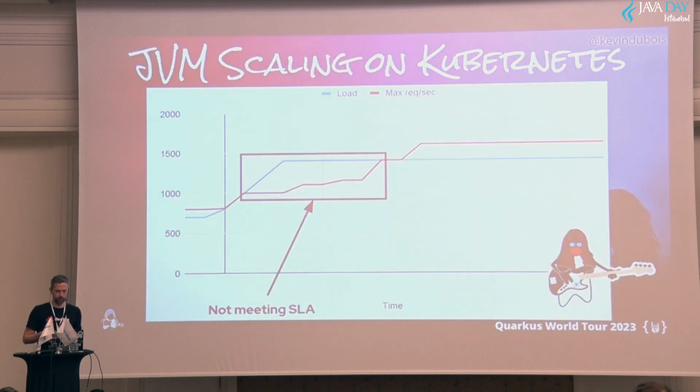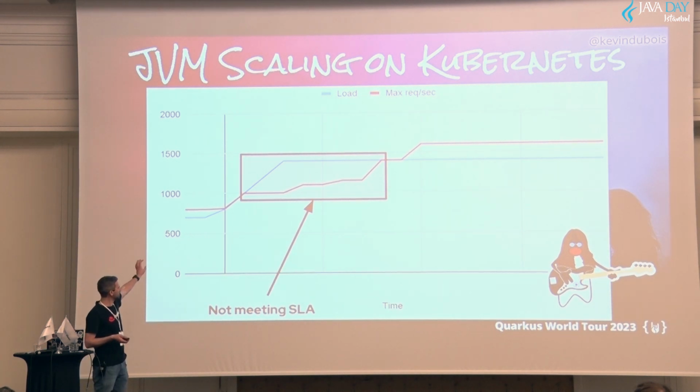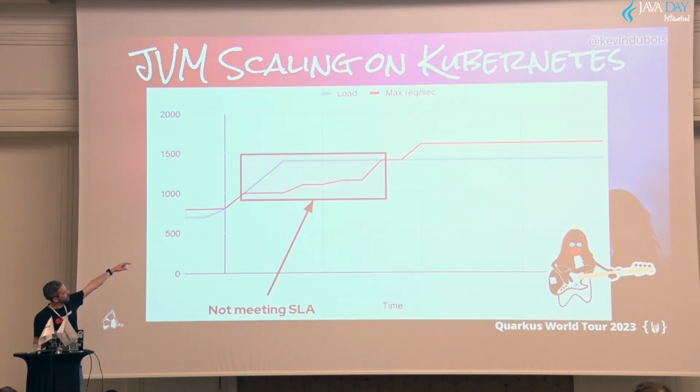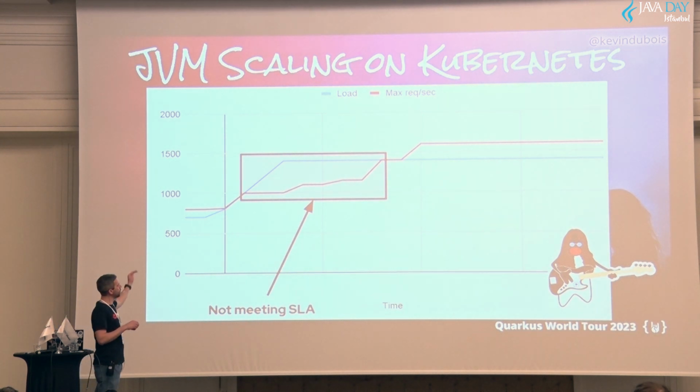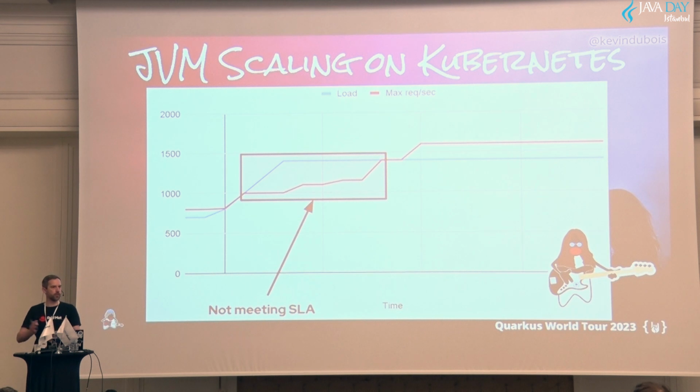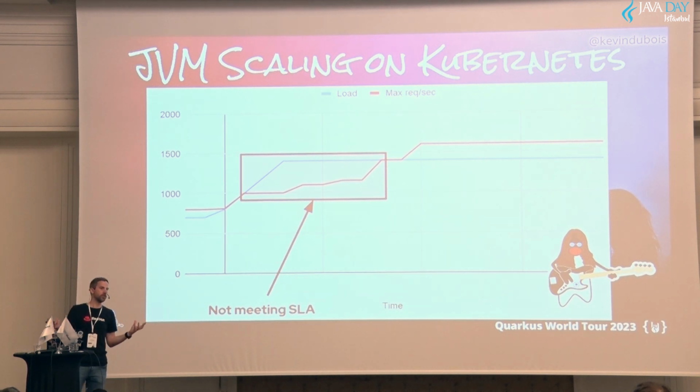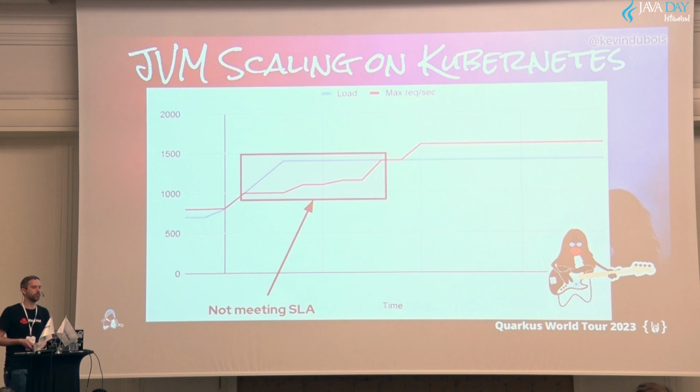It becomes really important. So this, of course, graphs prove everything, right? You can see here, and I'm sorry if anybody's colorblind, the line at the bottom in that square is red. That's your maximum requests per second that your application can handle at a given time. And in the blue, you can see the load. There's more requests coming in, and at some point you see that the load is higher than what your application can handle. And so you're losing customers, you're losing requests, because your application can't scale fast enough with traditional Java. So that's not really ideal.